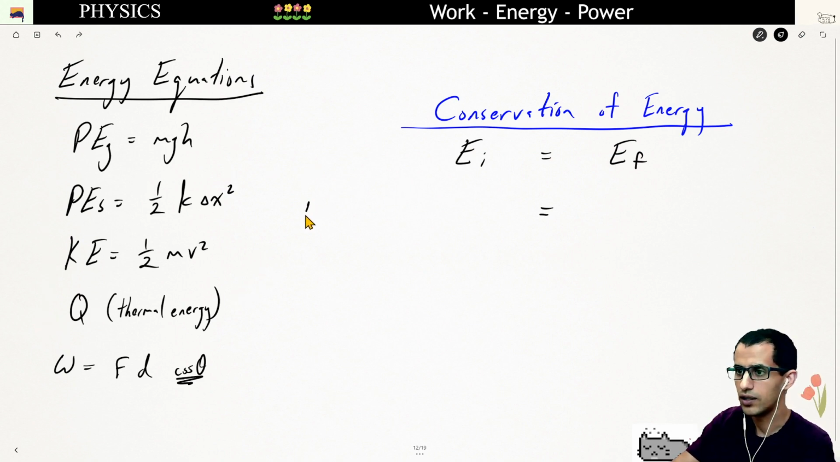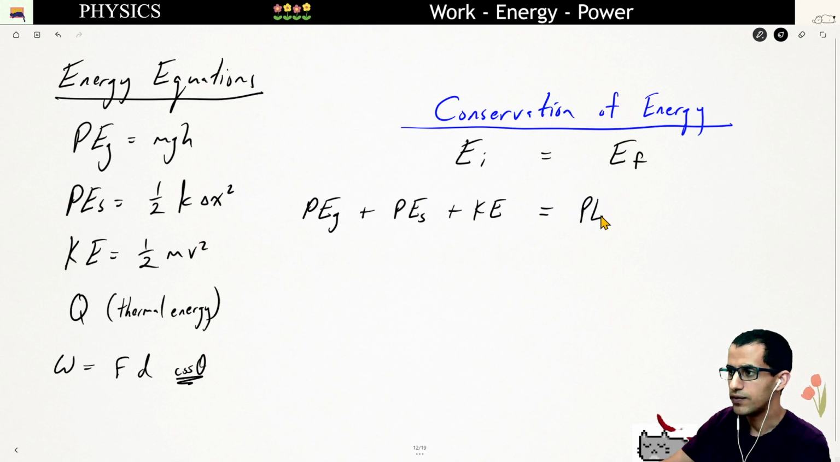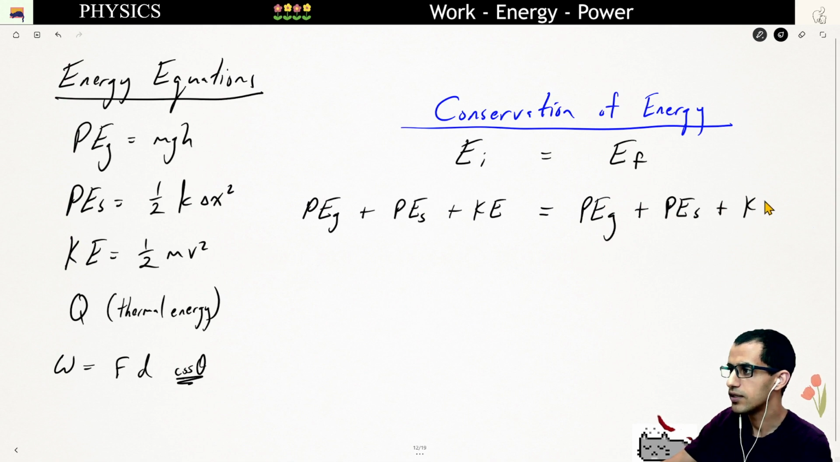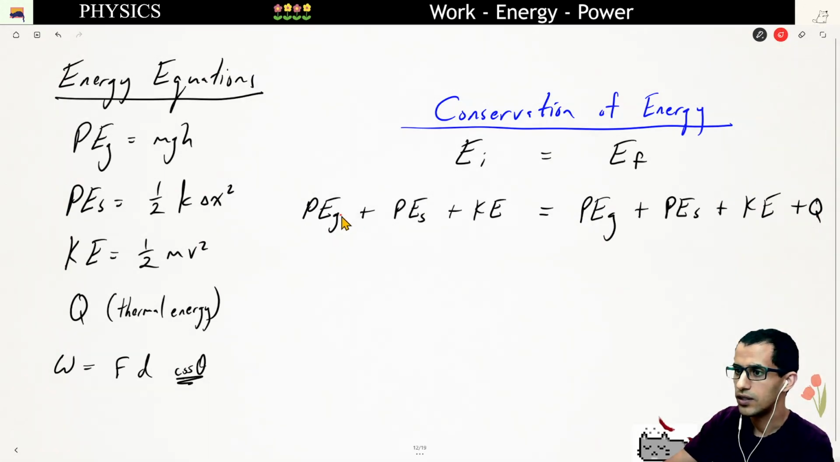We're going to be using these types of energies that we have here. So we're going to start off with our gravitational potential energy, plus elastic potential energy, and kinetic energy. And our final condition will also involve the same kinds of energies: gravitational, elastic, and kinetic. And sometimes if there's friction, some of the energy turns into heat, so we're going to have this Q variable there. These are our initial values, and these will be all our final values. So we're going to be using this equation a lot.